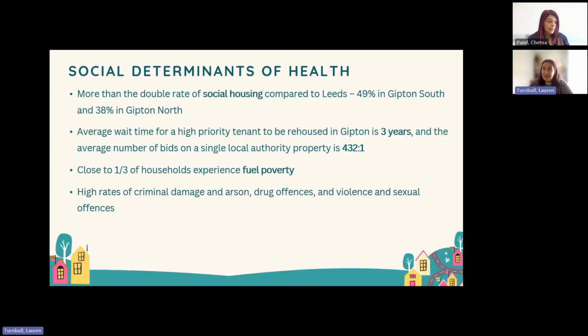And on the whole, the challenges seem to be more located in Gipton North in relation to wider housing needs. We've got almost a third of households experiencing fuel poverty, and similar to Chetna's area, there is a higher rate of crime on the whole, particularly in Gipton South, but across Gipton altogether, there's a high rate of criminal damage and arson, drug offences, and violence and sexual offences. And there is also 1 in 4 incidents of domestic violence where a child has been reported present at the time.